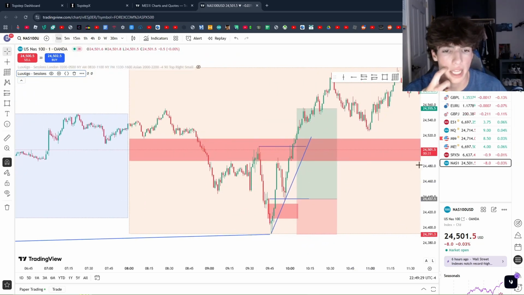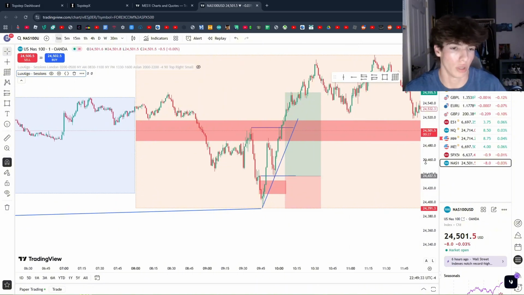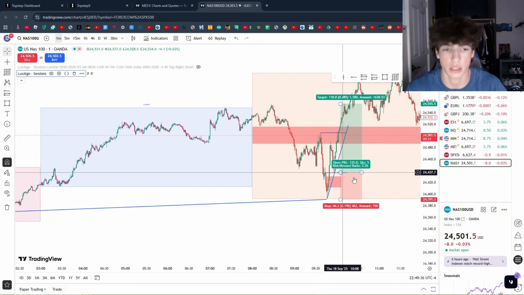So overall, yeah, I like this trade. It's super clean, textbook. There's really not much more to go over. Really clean trade. Overall, just an awesome day to trade this.